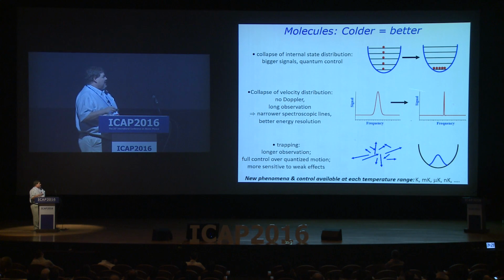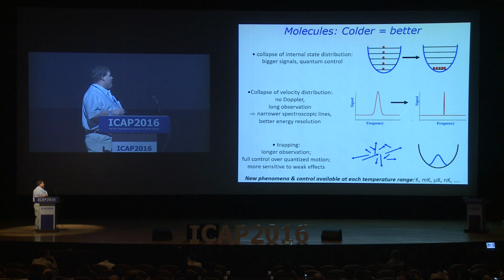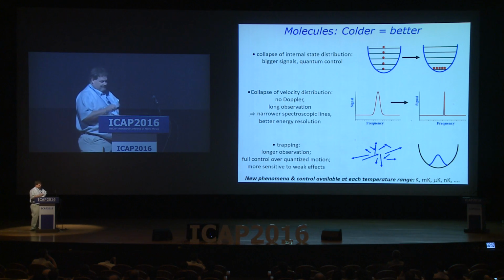But of course, these days we're also able to start controlling and cooling the external motion, the center of mass motion of molecules. And this is useful, for example, for precision measurements to give better spectroscopic resolution. And ultimately, as we're starting to get molecules cold enough, we're able to trap them. That again is the best possible case for precision measurements, but also gives you the possibility to fully control the quantized motion and become even more sensitive to weak interaction effects. So just as we've learned for atoms, there are new phenomena and control available at every new regime of temperature.